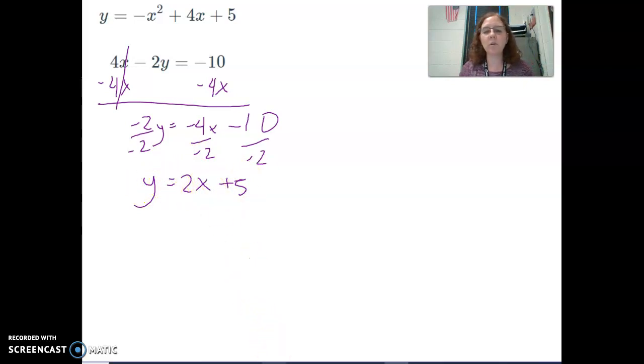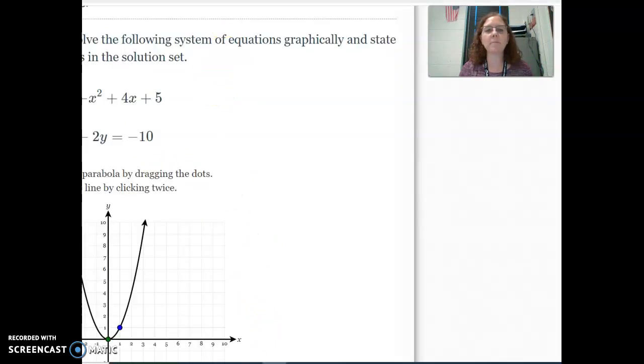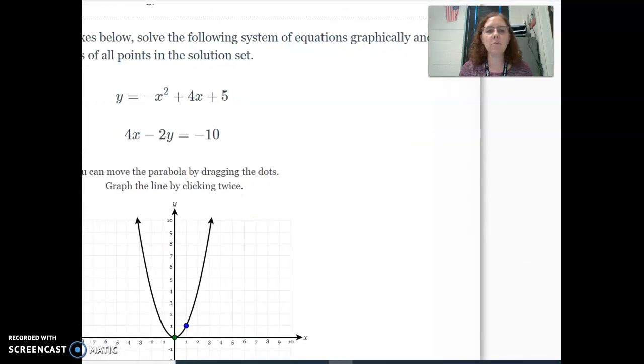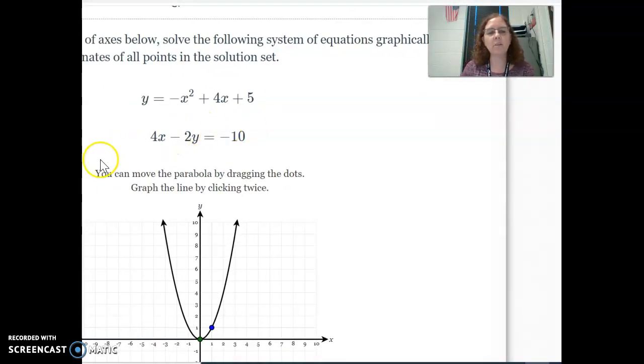All right, so let's look at what we see in Delta Math. Let me scoot that over just a little bit. Okay, now look at the directions here. It says you can move the parabola by dragging the dots. And you can see I have 2 dots, a green one and a blue one. Well, the green one is on the vertex, and the blue one is just some other dot. So I need to find a place where I'm going to put the vertex dot, and then I just need some other point on the parabola. It doesn't really matter what, as long as it's small enough to fit on the graph, it's fine.